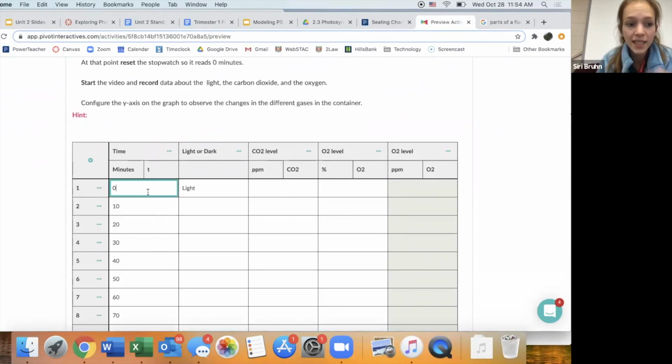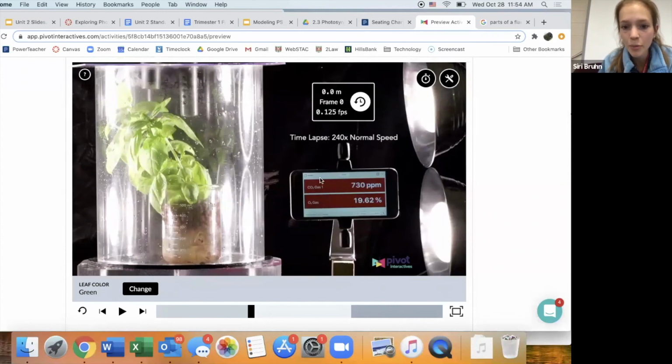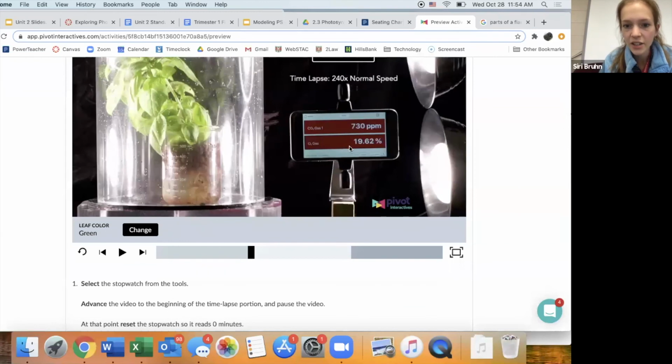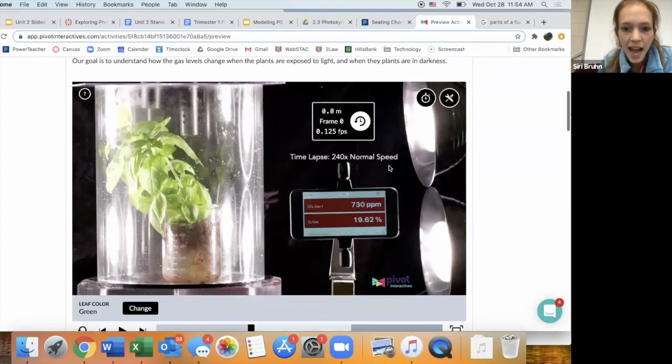So you'll notice it wants us to take a data point at 0 minutes. So as soon as I reset my stopwatch, I'm going to record what's the carbon dioxide concentration. I look here at this iPhone thing, and it says 730 ppm. So I write that down. And then I got to find oxygen, and here it says on the bottom 19.62%. So I write that down.